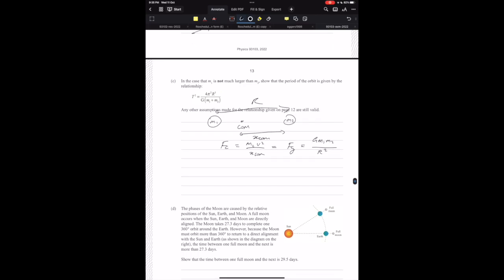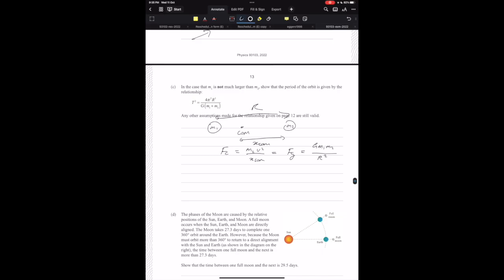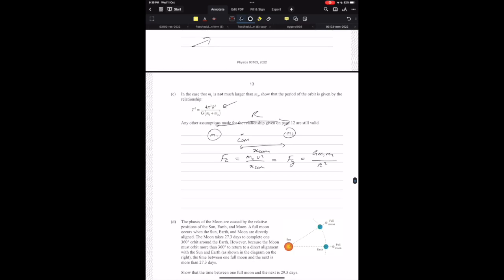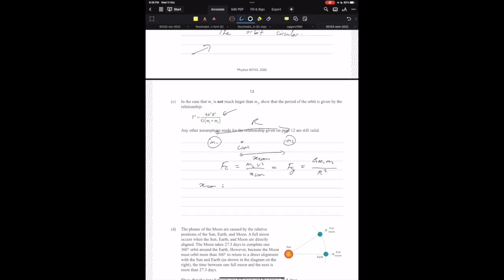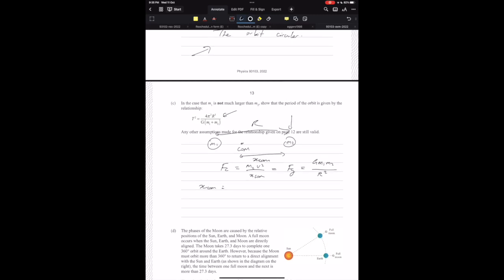Okay, great. We have this expression, we have this equation, but nowhere in this do we see the term x_com. So we kind of have to deduce what x_com is. There's a formula for x_com. So x_com is equal to, so let's say we are measuring from the point M2. That means we have M1 x1 plus M2 x2 divided by M1 plus M2. This is just the formula for center of mass.